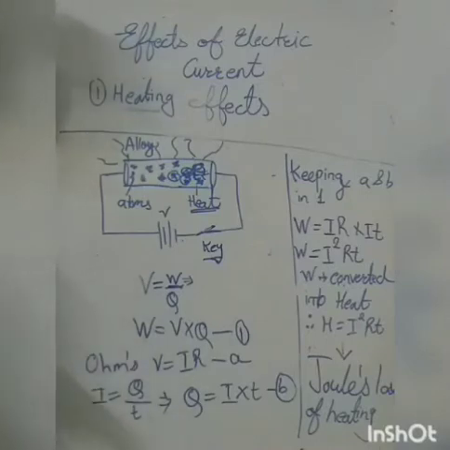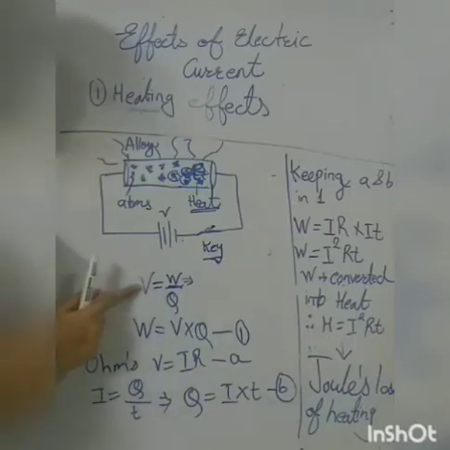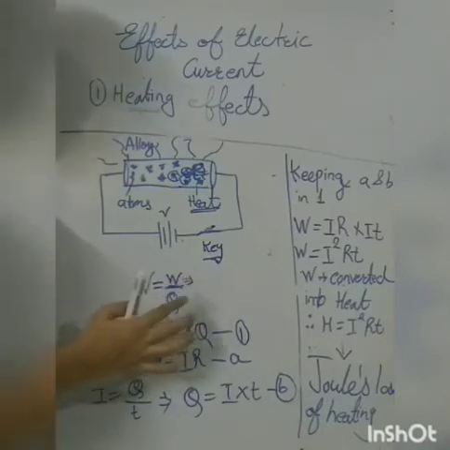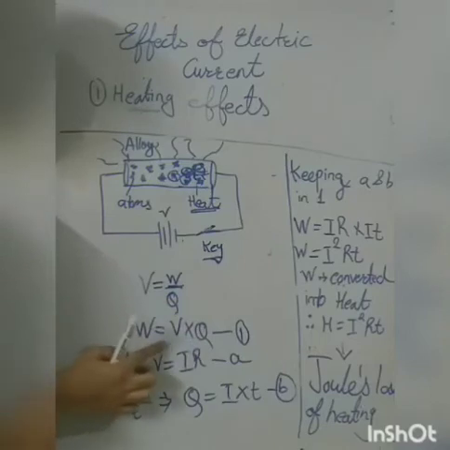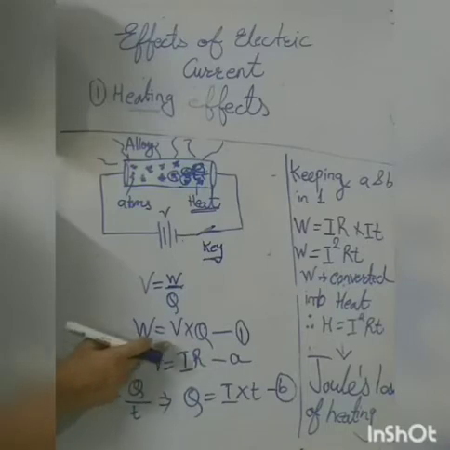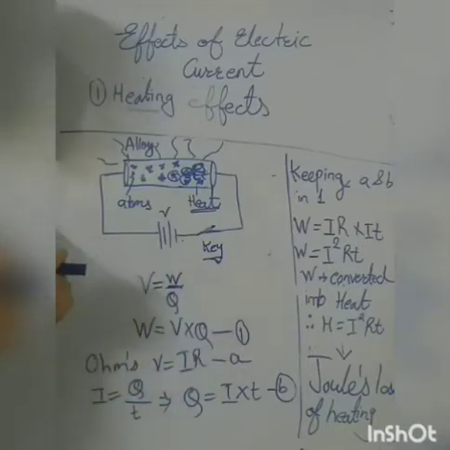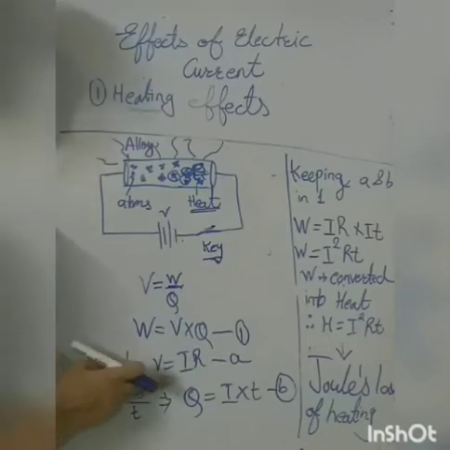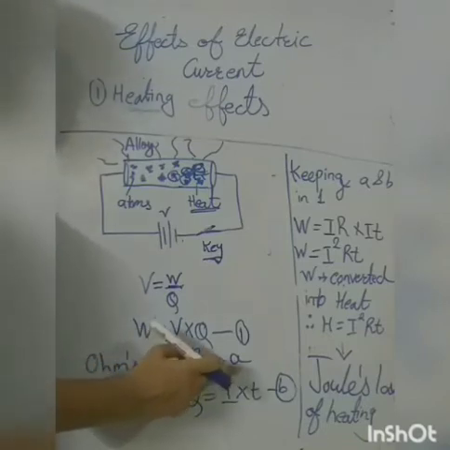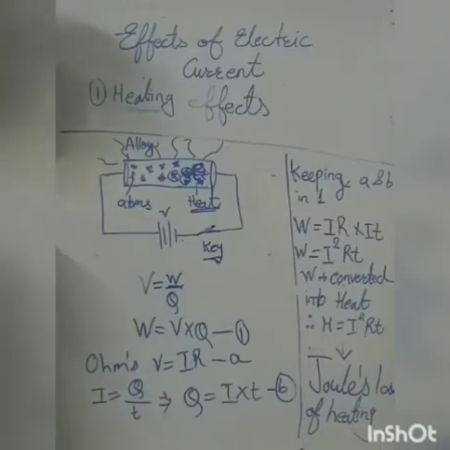When you studied potential difference, it is nothing but the work done to move a charge from one point to another. V equals W by Q, which implies W equals V into Q. We will name this as equation number 1. Now you have studied in Ohm's law V equals IR. Name it as equation A.